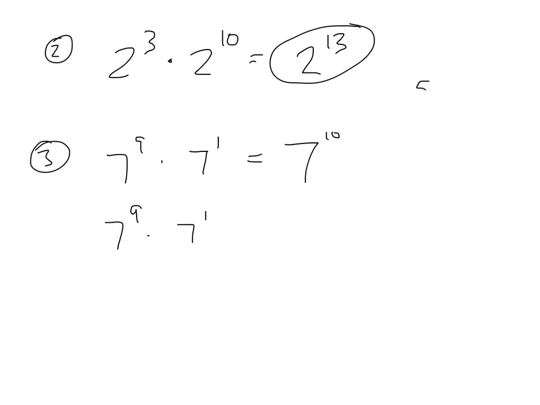Same thing if I said, what's 5? How could you rewrite that using an exponent? You would say 5 to the 1. 6 would be 6 to the 1. Same thing, right? So, again, you would do the same thing as up here. Keep the base, which is 7. Add the exponents. 9 plus 1 is 10. And if I said leave it in exponential form, you would just leave it as 7 to the 10th power.